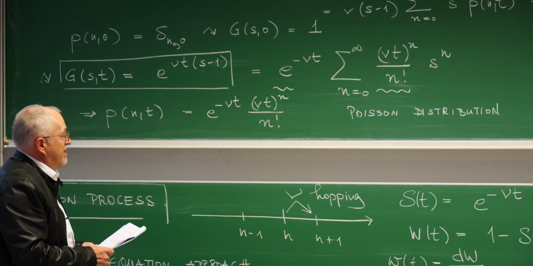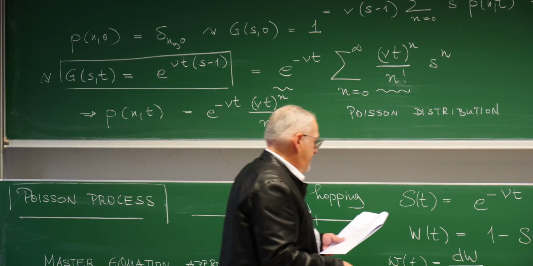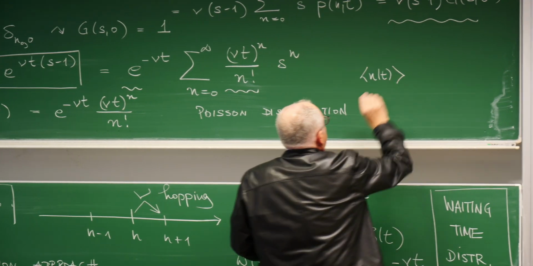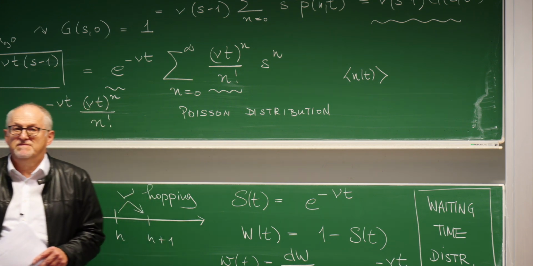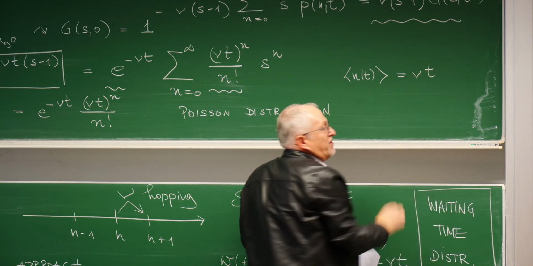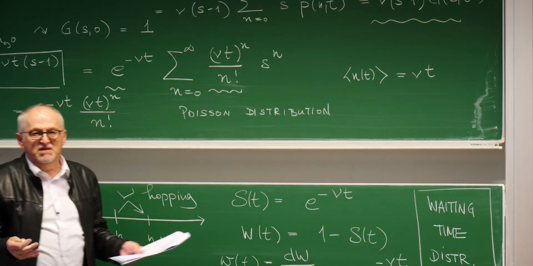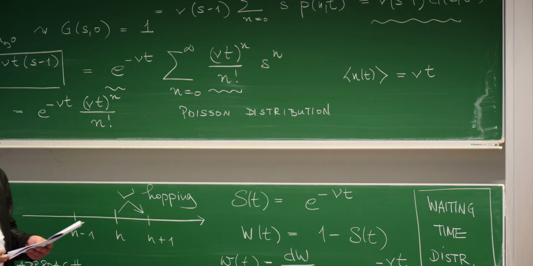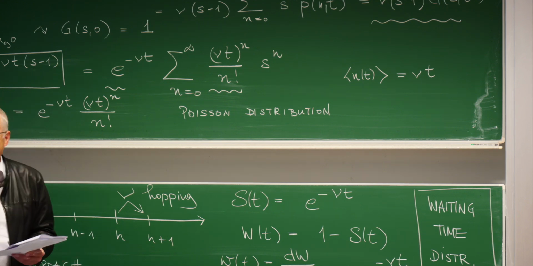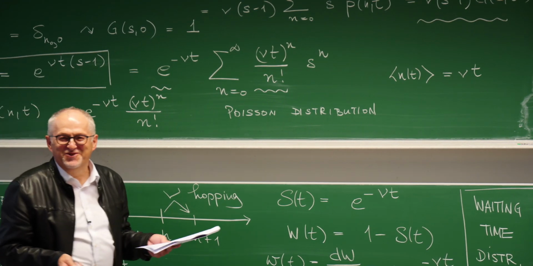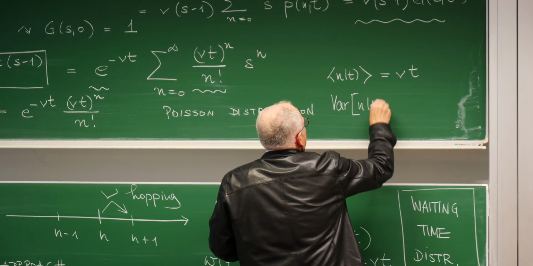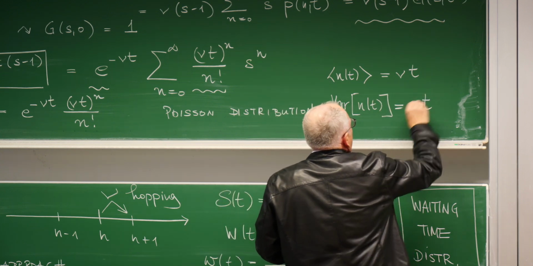All right, what can we read off from that? We can read off the mean and the variance. Okay, what you find is that the mean of n and t, any guess? Nu t, that's pretty obvious, because you hop forward with a constant rate, so the rate is your speed. This is a deterministic ballistic process. What's the variance? Yeah, you know this, right? You have not done this in your head, but the variance is also nu t. So the variance of n and t is also nu t.